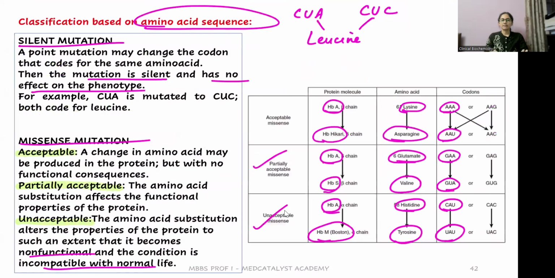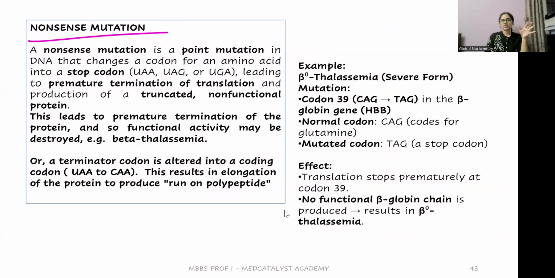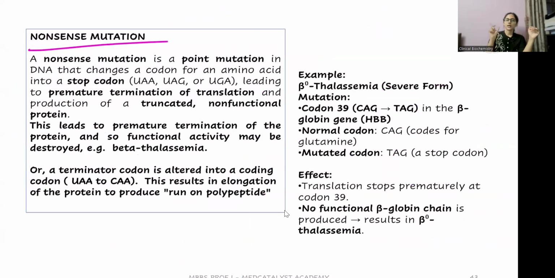Okay, so here in missense mutation, one amino acid is getting converted to another amino acid. That is what is missense mutation. Silent mutation means there is a point mutation, one nucleotide change, but the amino acid is the same. That is what is silent mutation. Now coming to nonsense mutation. Nonsense mutation means one codon is getting converted to a stop codon.